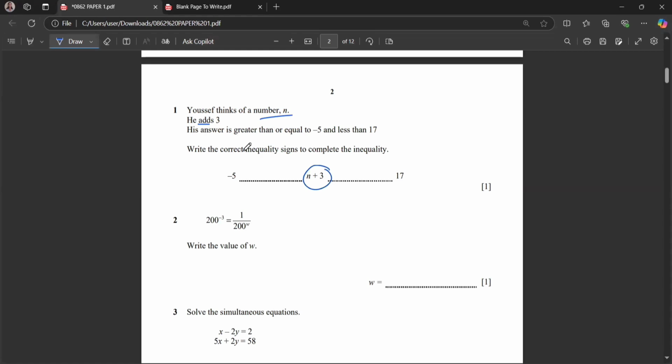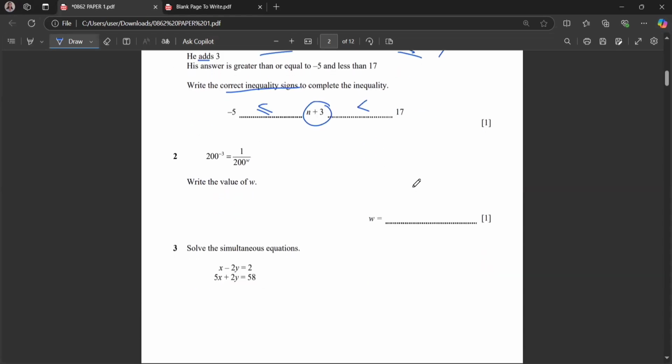See, they asked us to put the inequality signs, and there are mainly four inequality signs: greater than, less than, greater than or equal to, less than or equal to. Over here, n plus 3 is greater than or equal to -5 and less than 17. So, this is the answer for the first one.